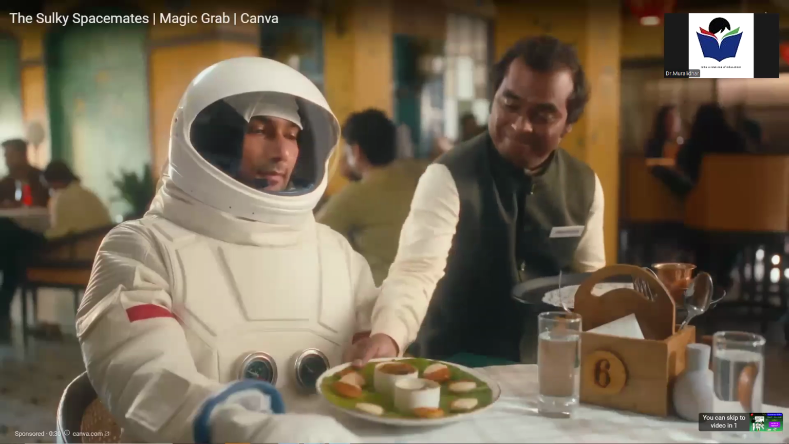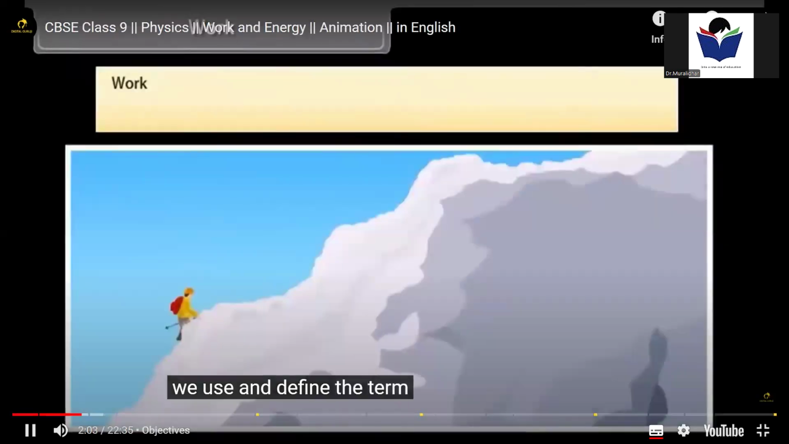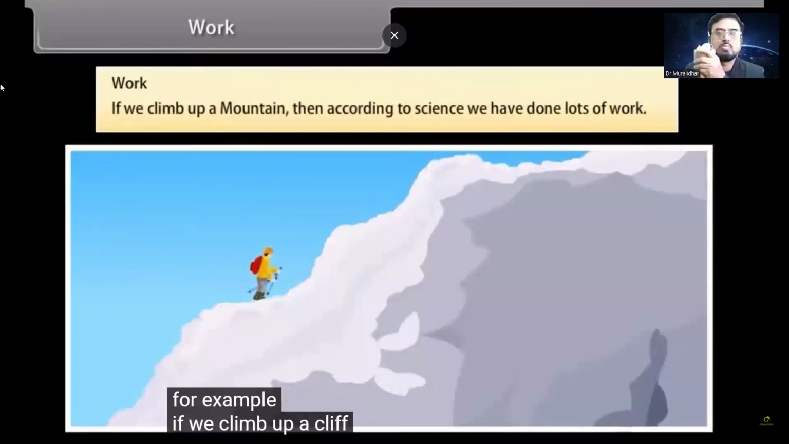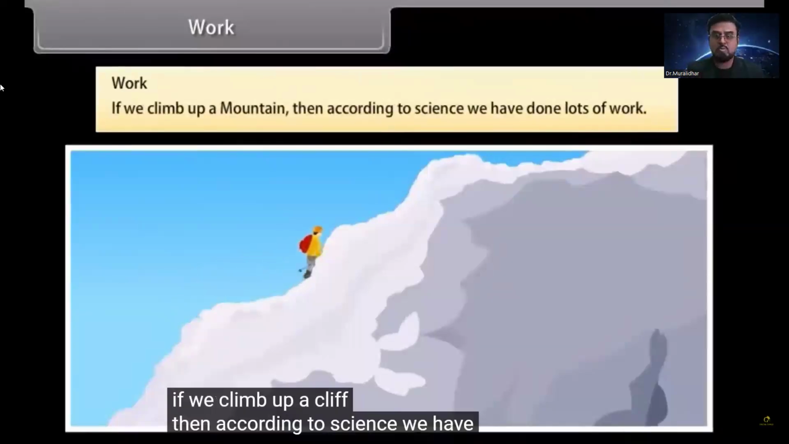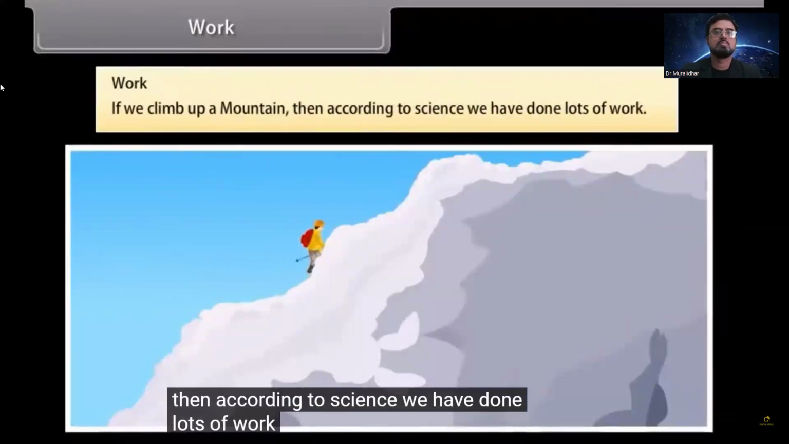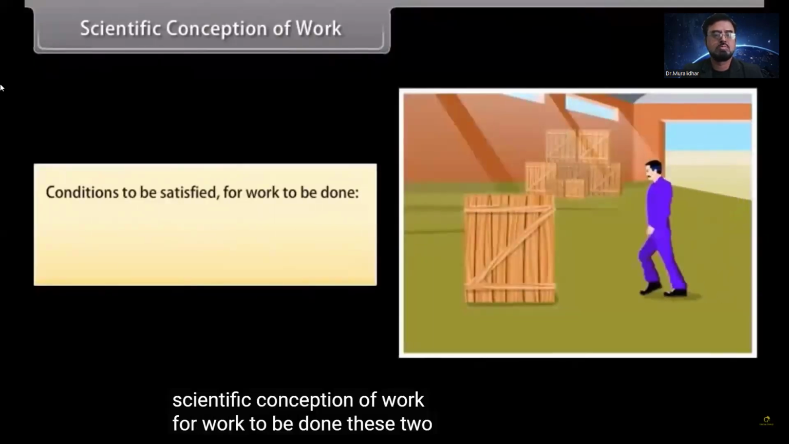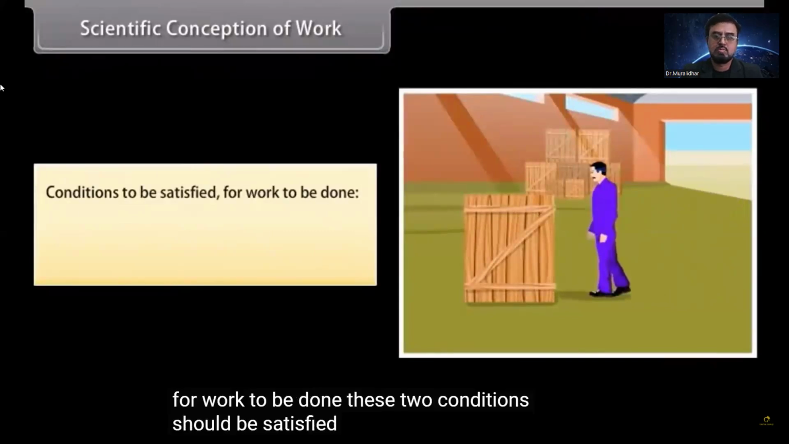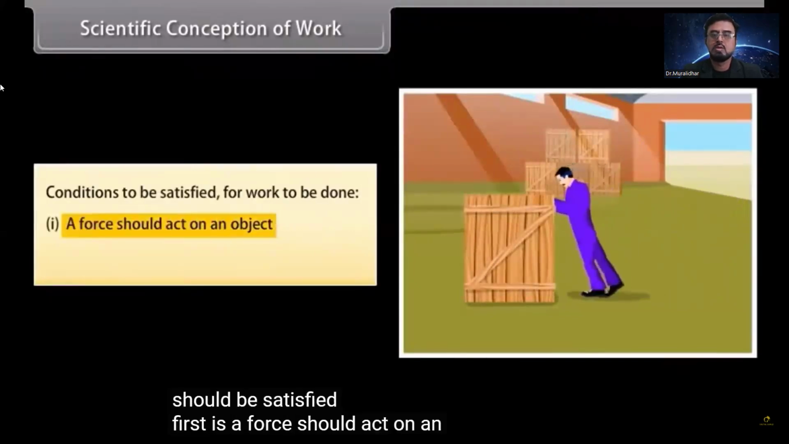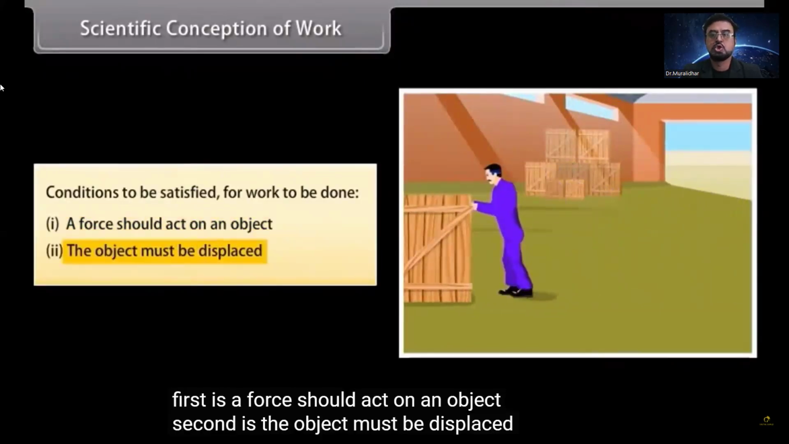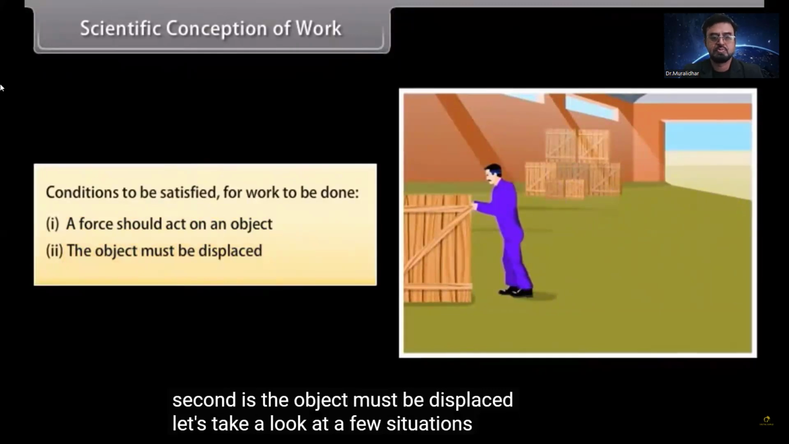Because it has not moved. We use and define the term work differently in science. For example, if we climb up a cliff, then according to science, we have done lots of work. Scientific conception of work: for work to be done, these two conditions should be satisfied. First, a force should act on an object. Second, the object must be displaced. It should move.